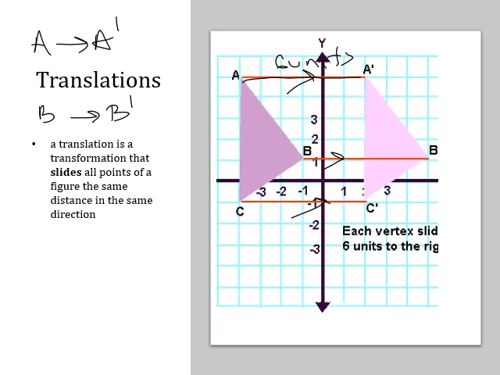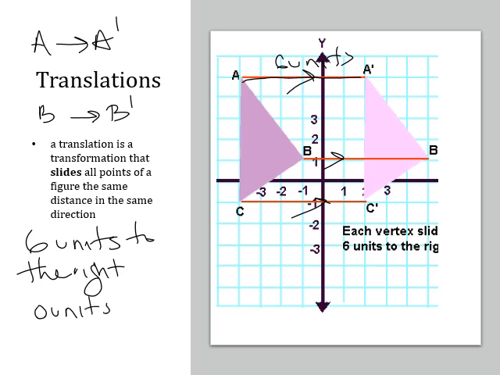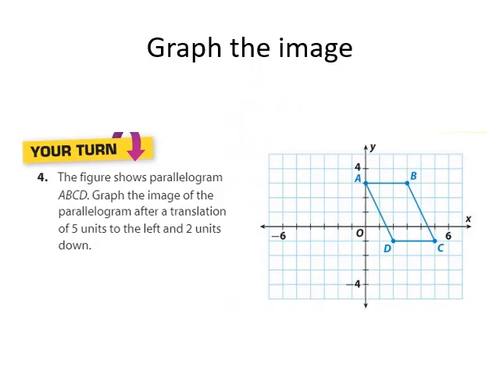So 6 units. 6 units to the right. Okay? And did it go up or down? No. So I had 0 units up or down. So in that case, this has been a simple slide to the right, 6 units. This is what translation is.